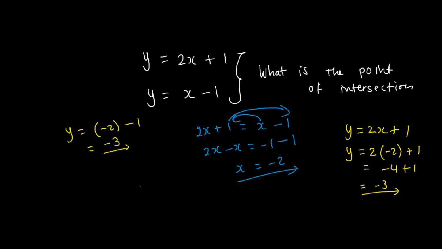So what is my final, what is the point of intersection? What is the coordinate of the point of intersection? Remember, coordinate is always in the form of x, y. It's negative 2, negative 3, and that is the coordinate for the intersection.